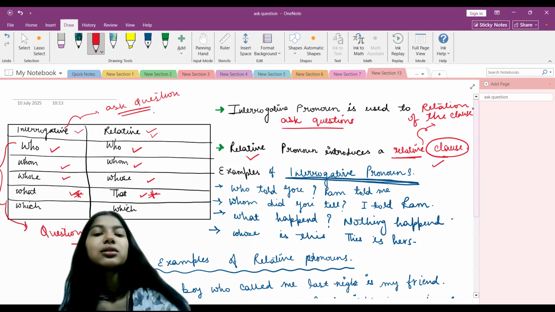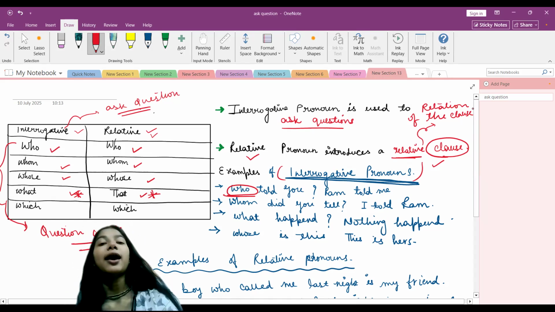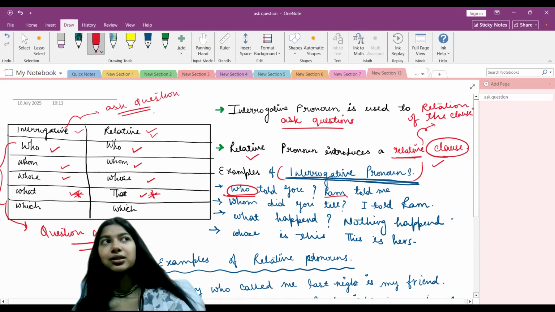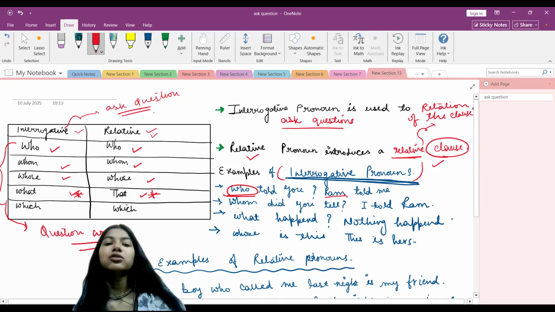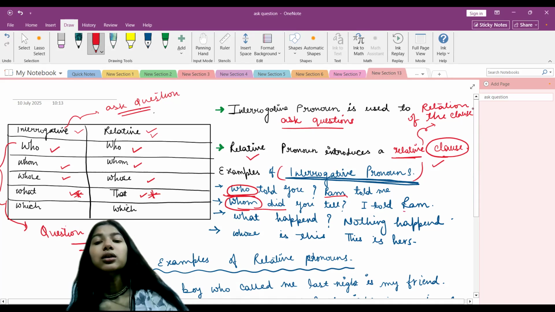Now let's learn some examples of interrogative pronouns. Who told you? Here the word who is the interrogative pronoun and we are asking somebody who told you. So we can take one example: Ram told me. Next is, whom did you tell? Here the word whom is asking somebody whom did you tell? So, I told Ram. That is the answer to the question.